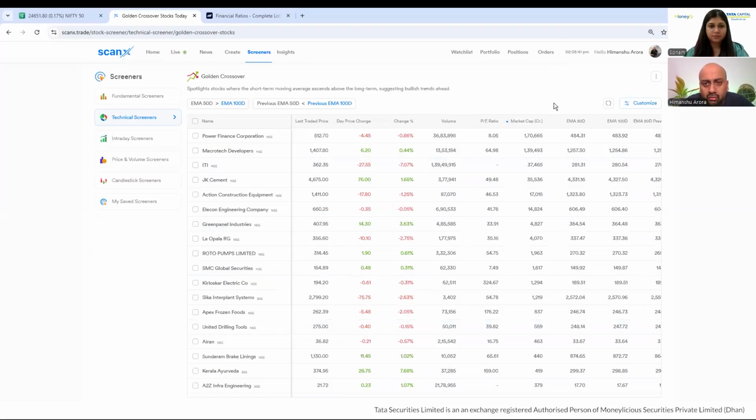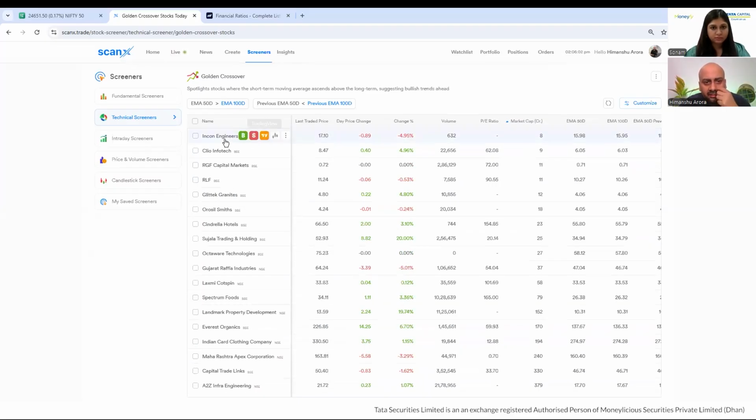Now you want to modify this. For example, first, you want to sort it by market cap. As you can see, I have done it here. The biggest company here is PFC. The second biggest is Macrotech, then ITI, JK Cement, etc., and Action Construction. But if you want to invest in only small cap companies, just click on this button. It will show you companies with a market cap of 8 crore rupees. Again, it's a personal choice whether someone wants to choose a large cap company or a small cap company.